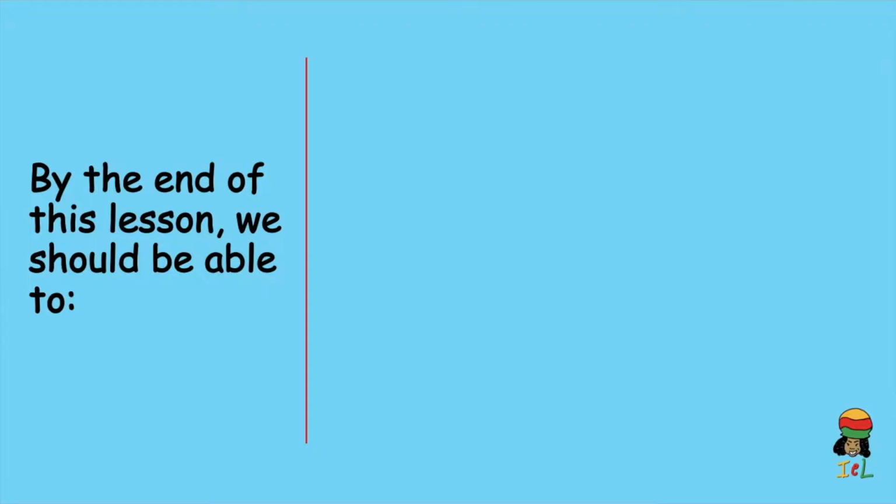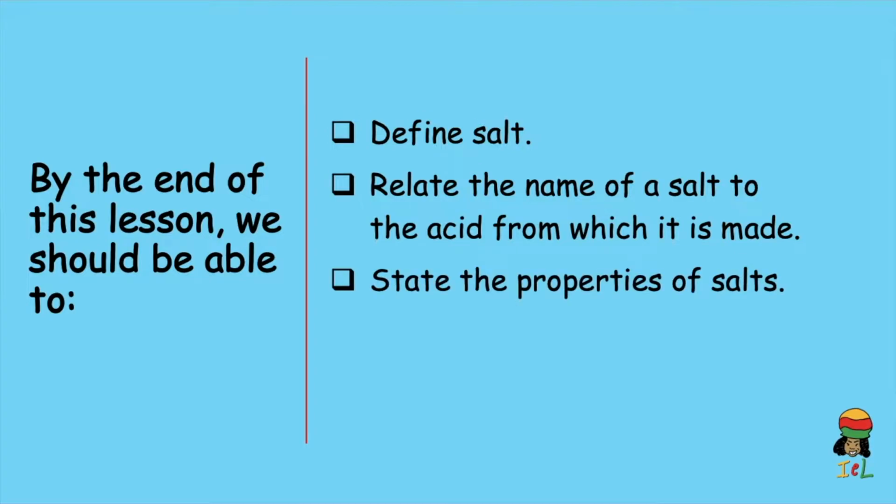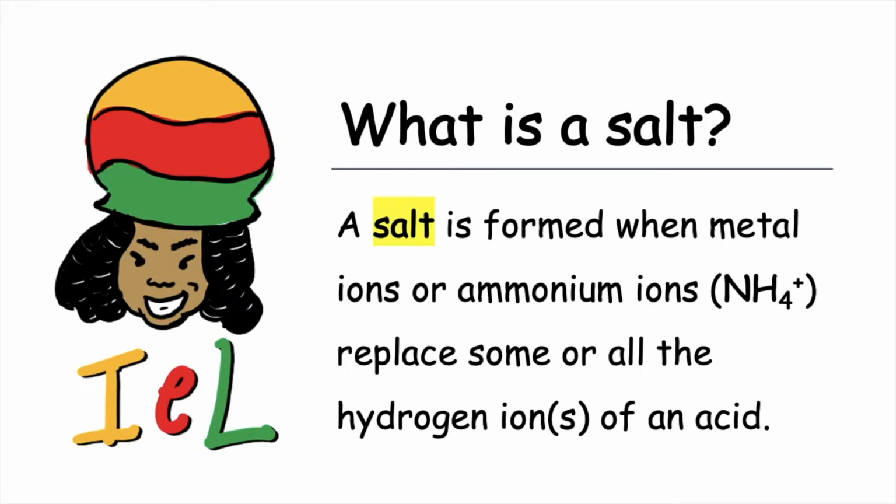By the end of this lesson, we should be able to define the term salt, relate the name of a salt to the acid from which it was made, state the properties of salts, and distinguish between a normal salt and an acid salt. We begin with the first learning objective, in which we will define the term salt.